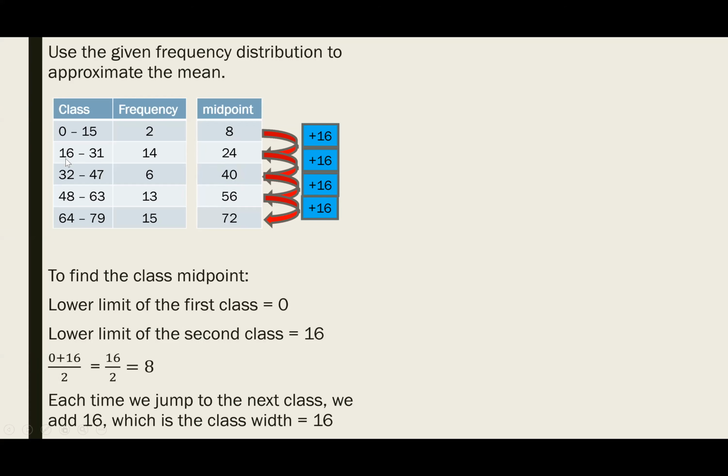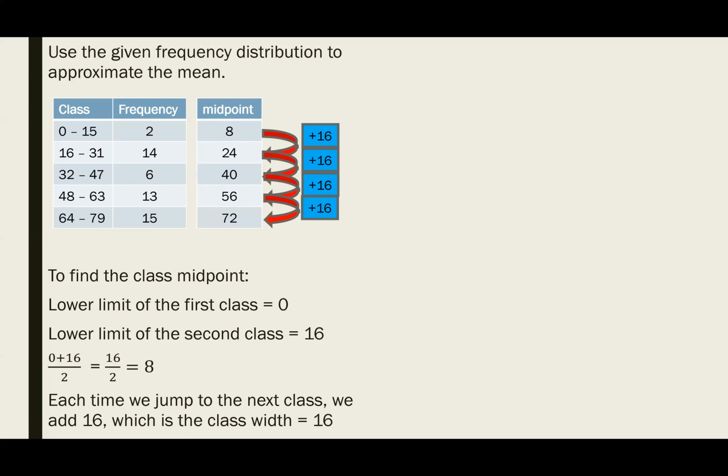Yes, you can take 16 plus 32 divided by 2, you still get 24. You take 32 plus this, divide by 2, you still get 40. But instead of doing that every time, we can see the class width, and every time you jump, you just add that many units.